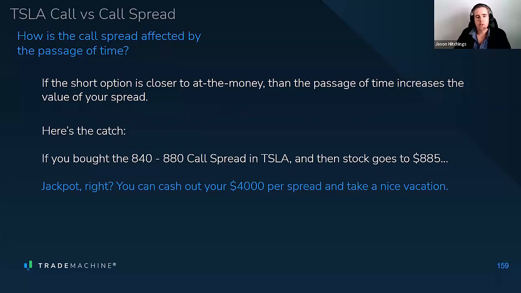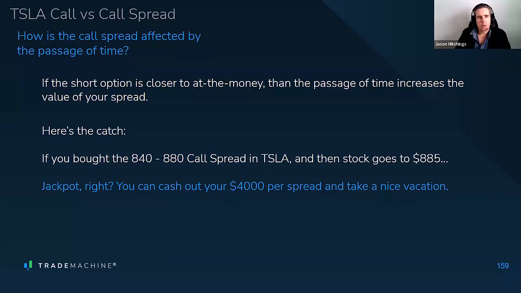So if you bought that 840, 880 call spread, and all of a sudden Tesla's up at 885, you feel like, sweet, I'm $40 in the money. I'm going to sell this thing and I'm going to do something nice. I'm going to go to Hawaii. I'm going to pay off some credit cards, whatever the thing is.